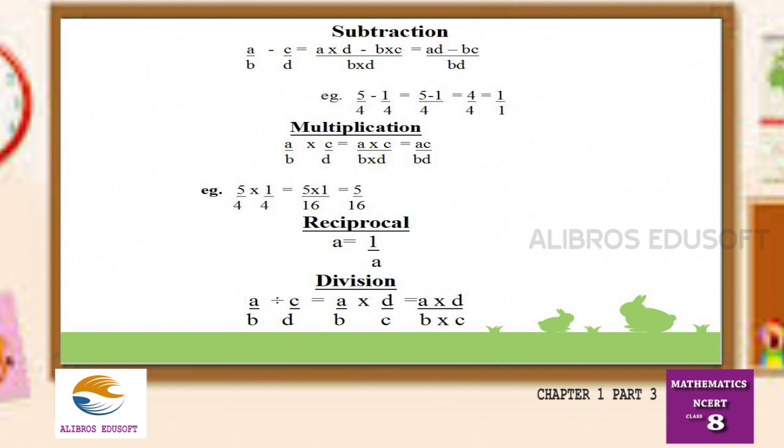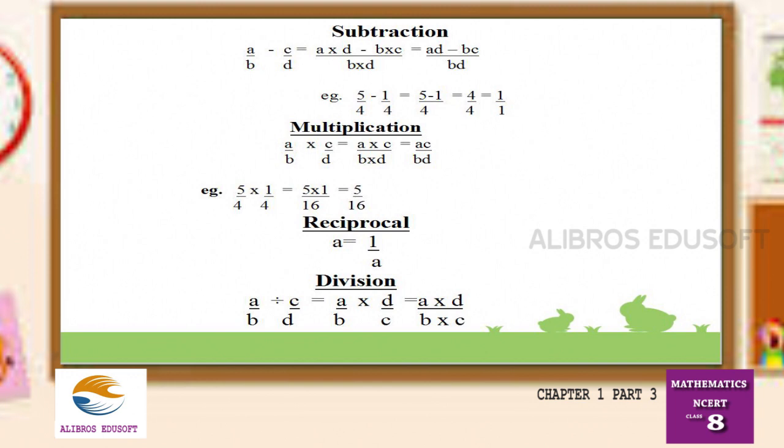Multiplying two rational numbers. Yes, let us check. A by B into C by D is equal to A into C divided by B into D, that is, AC by BD. For example, 5 by 4 into 1 by 4 is equal to 5 into 1 divided by 16, that is 5 by 16.